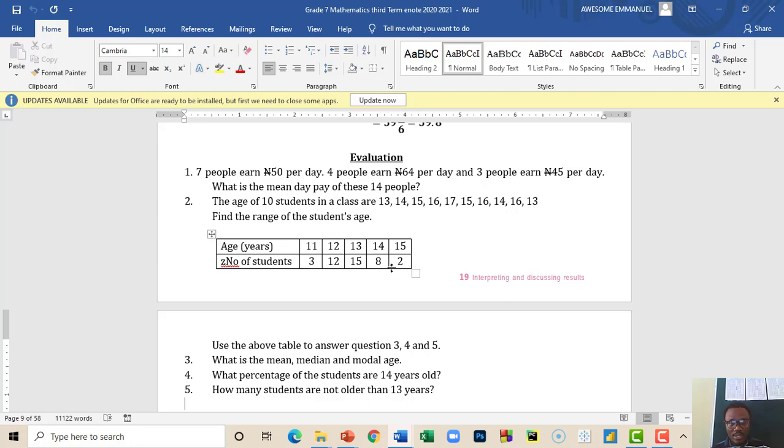Did you get 20%? If you actually did, then thumbs up for you. The answer is 20%. Now the next question is, how many students are not older than 13 years old? This is simple English language. How many students are not older than 13 years old? I will give you 30 seconds to answer that. Your time starts now.